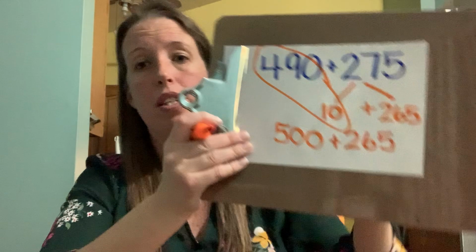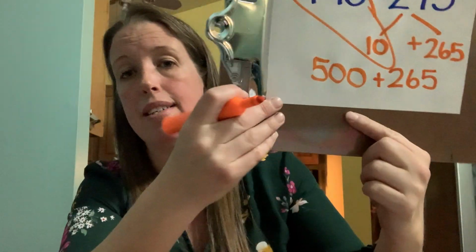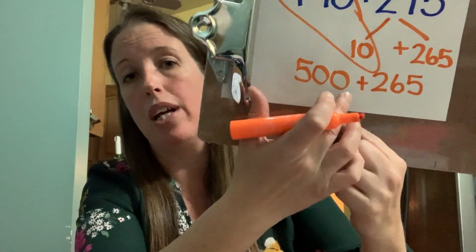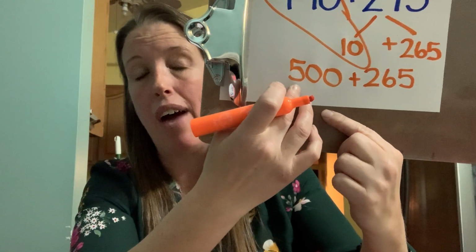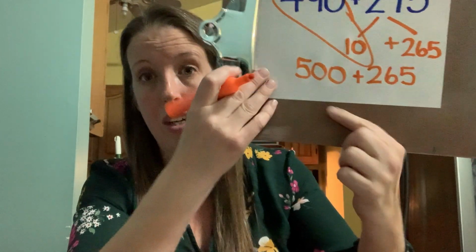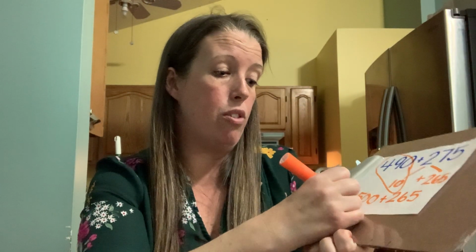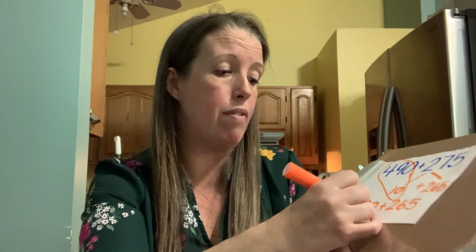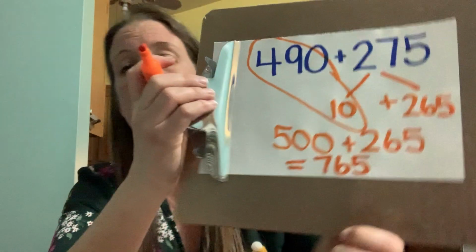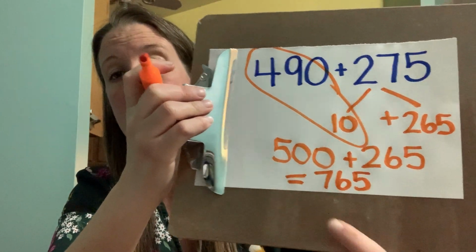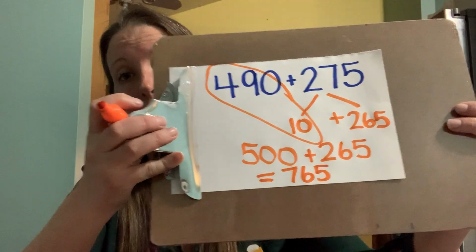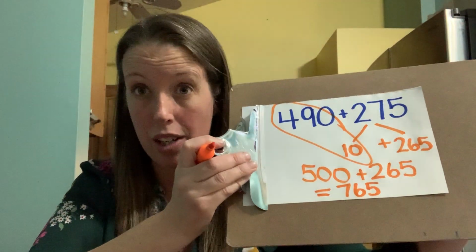So now I'm left with two add-ins here. 500 plus 265. So first, let me add my hundreds. 500 plus 200 is 700. And then add another 65, and I have 765. Okay, so this is a number bond strategy that you can use. And this is for addition. Let me try another one.